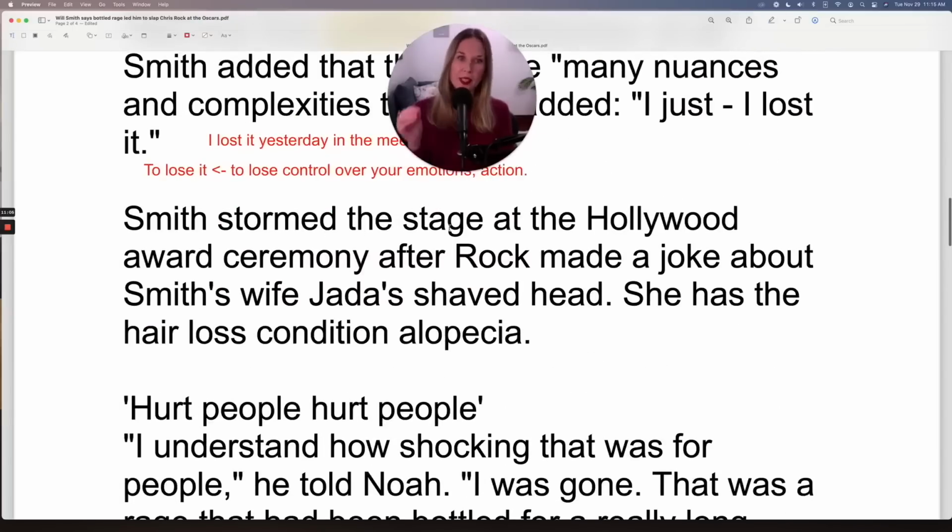Smith stormed the stage at the Hollywood Awards ceremony after Rock made a joke about Smith's wife Jada's shaved head. Woo, that's kind of a tongue twister. She has the hair loss condition, alopecia. Now notice how in the article they explain what alopecia is, because it's not a very common condition. They explain it's a hair loss condition. And it's a hair loss condition for women because men, unfortunately, lose their hair.